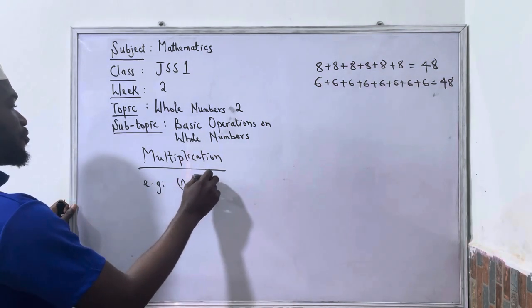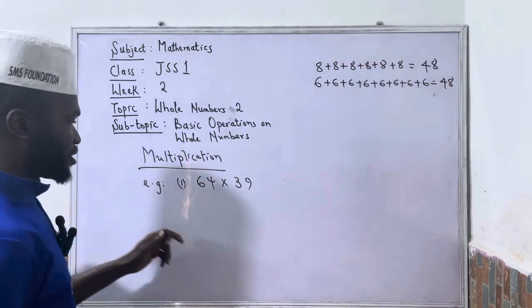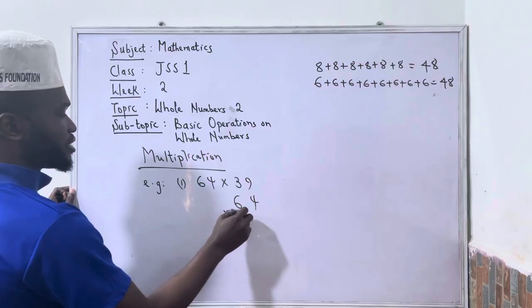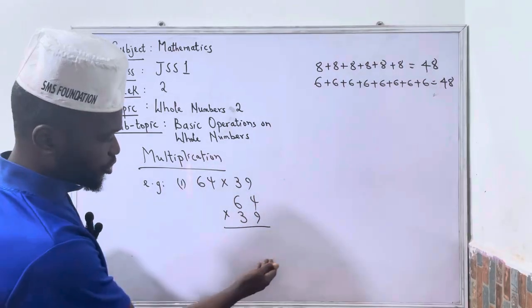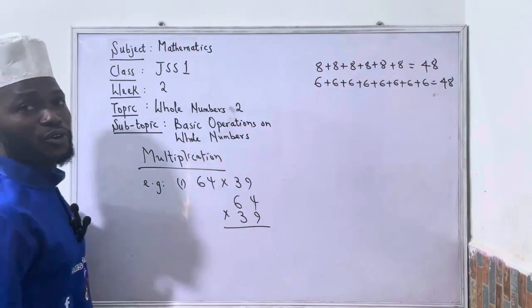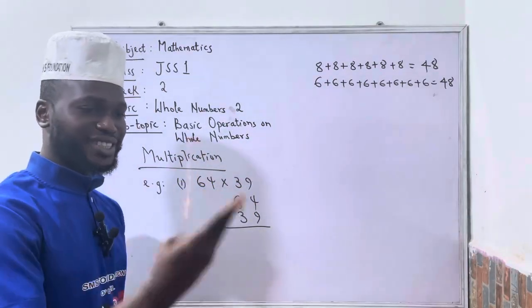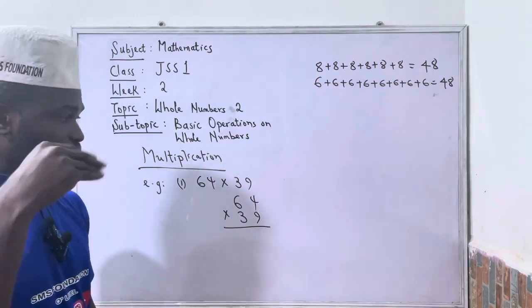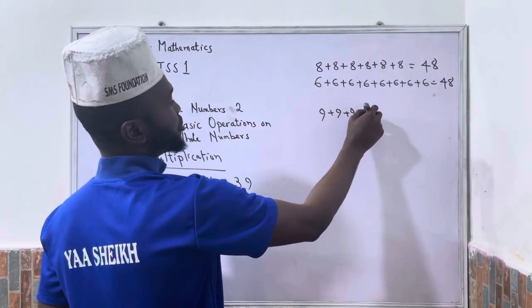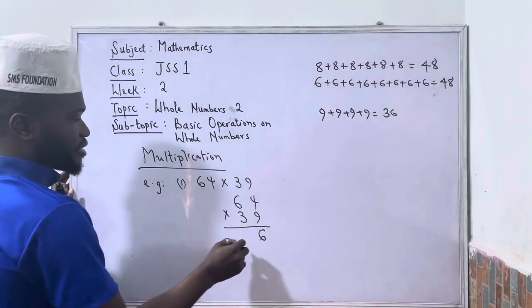Let's say we have 64 times 39. You need to first arrange it. That's 64, then times 39. So this time around, you don't need to close it yet because this will go down diagonally. Let's do 9 times 4. You can use the addition method, which is 9 plus 9 plus 9 plus 9, 9 in 4 places. This will give you 36. So I write 6 and carry 3.